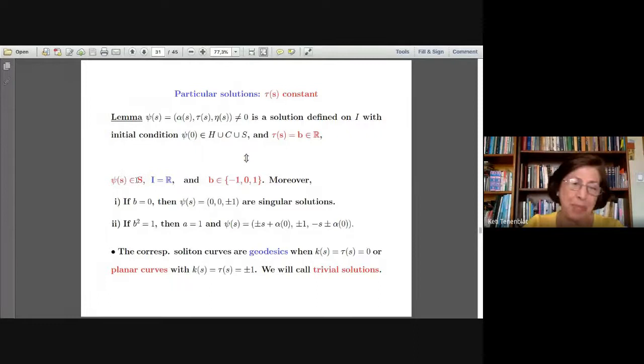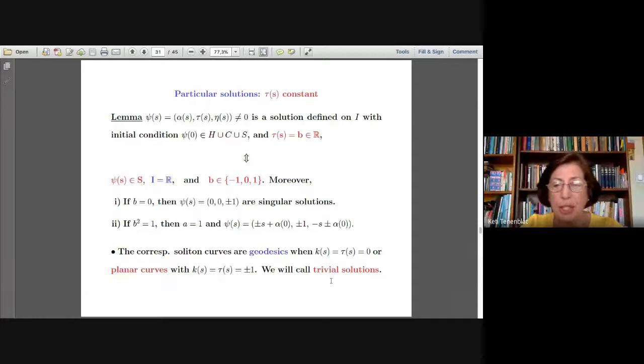The maximal interval of definition is the whole real line, and B can only be minus 1, 0, or 1. And moreover, if B is equal to 0, this psi of s will be the singular solutions of the system, and if B is minus or plus 1, then the constant a has to be 1, and psi of s is given as a linear solution on S, which will only depend on the initial condition alpha of 0. Now, the corresponding solution, whenever you have B equal to 0, will be the geodesics. And in the case B is equal to plus or minus 1, then, because a also is 1, the curvature will be equal to plus or minus 1, and we will call these trivial solutions.